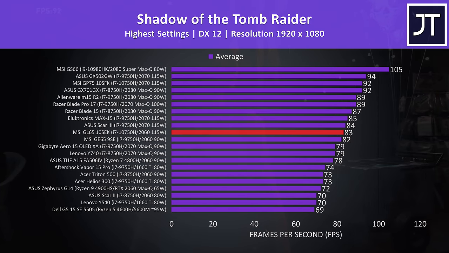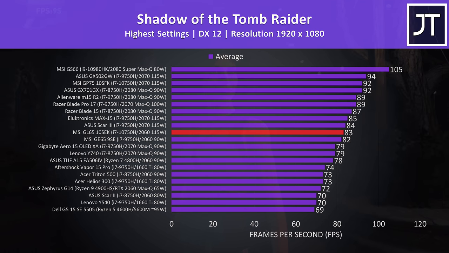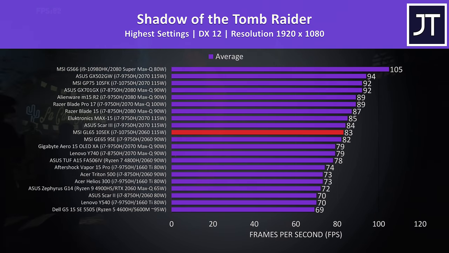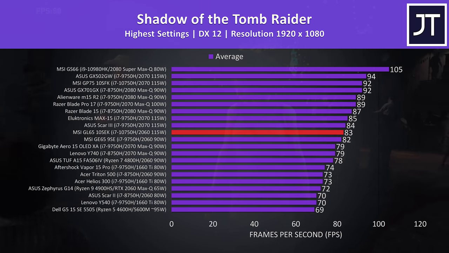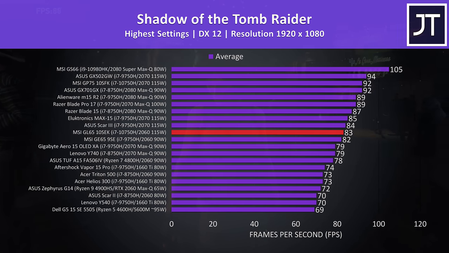These are the results from Shadow of the Tomb Raider with the built-in benchmark at highest settings. Many of the other lower wattage 2060s, like the Triton 500 or SCAR 2, are around 10 FPS lower, so this more powerful 2060 does have an edge over most of those older ones. The exception seems to be MSI's GE65 again, which was just 1 FPS lower with the 90W variant, but again, as mentioned, that laptop is overclocked by default.